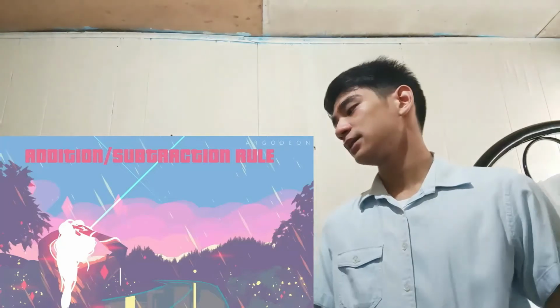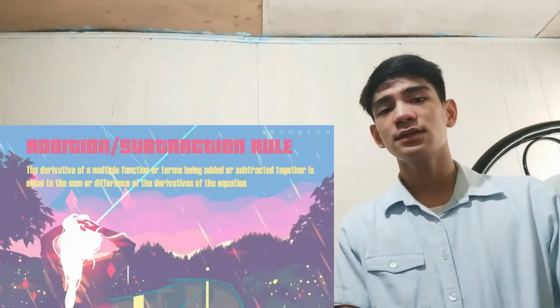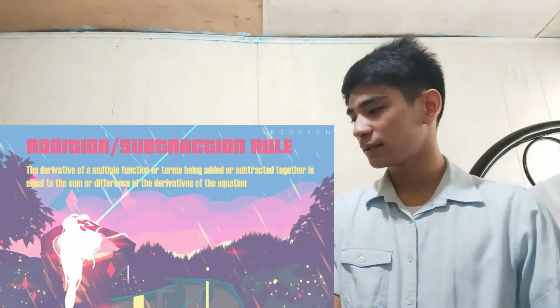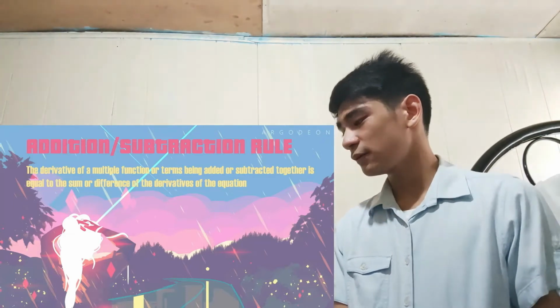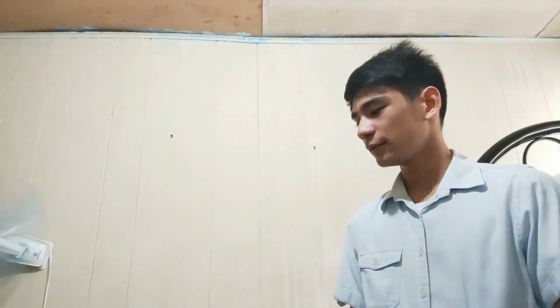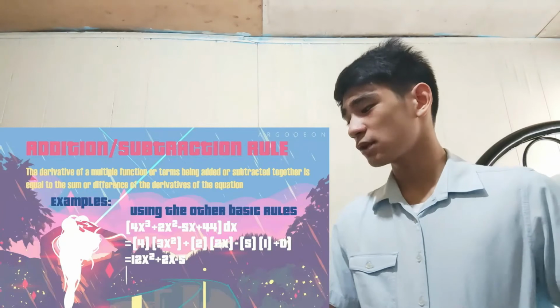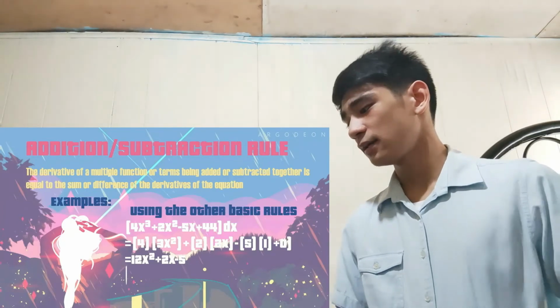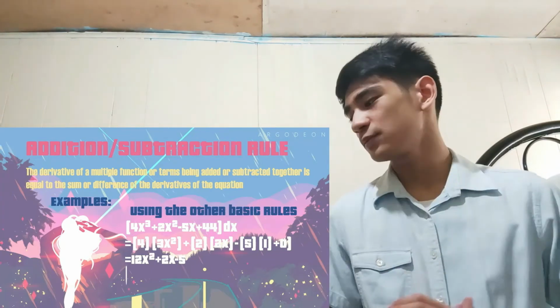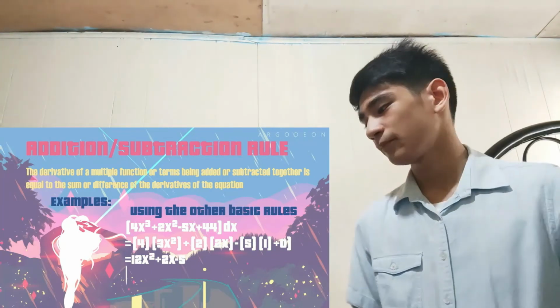The last rule is the addition and subtraction rule. This rule states that the derivative of multiple functions or terms being added or subtracted together is equal to the sum or difference of the derivatives of the equation. The first example is 4x cubed plus 2x squared minus 5x plus 44. To get the derivative of this, we need to use the other basic rules.